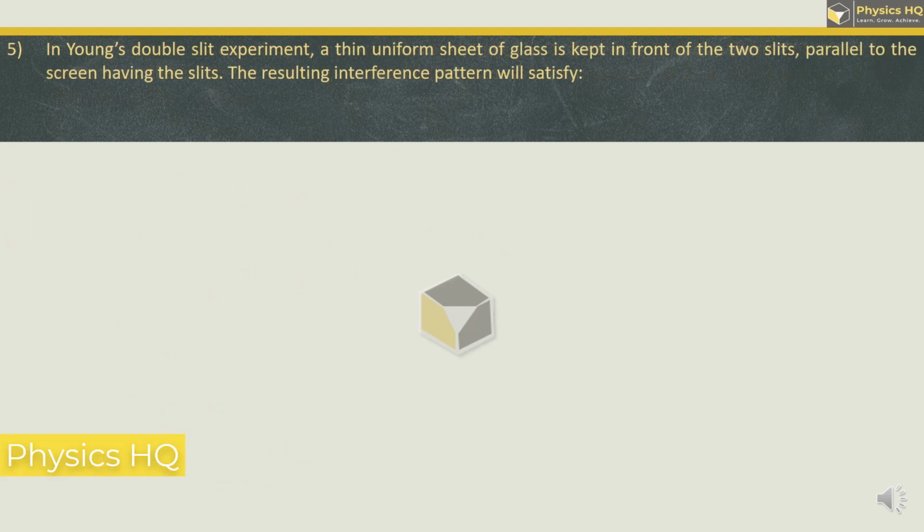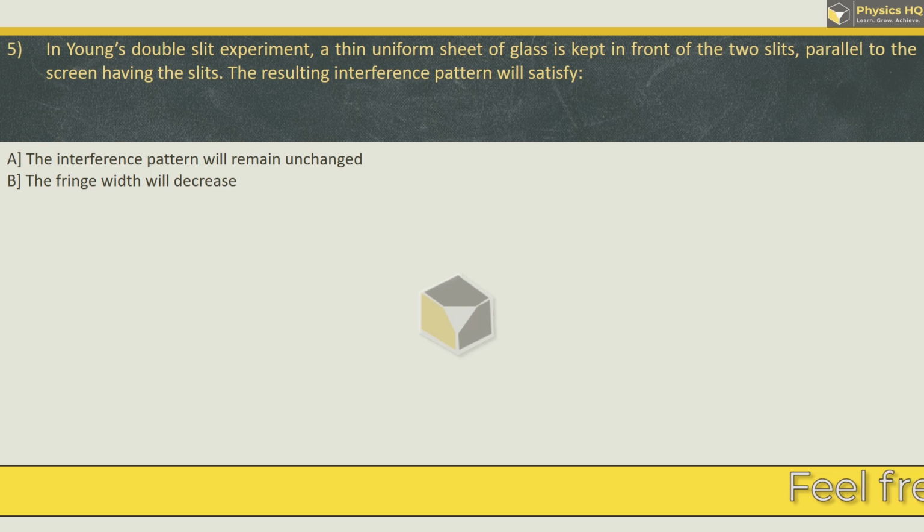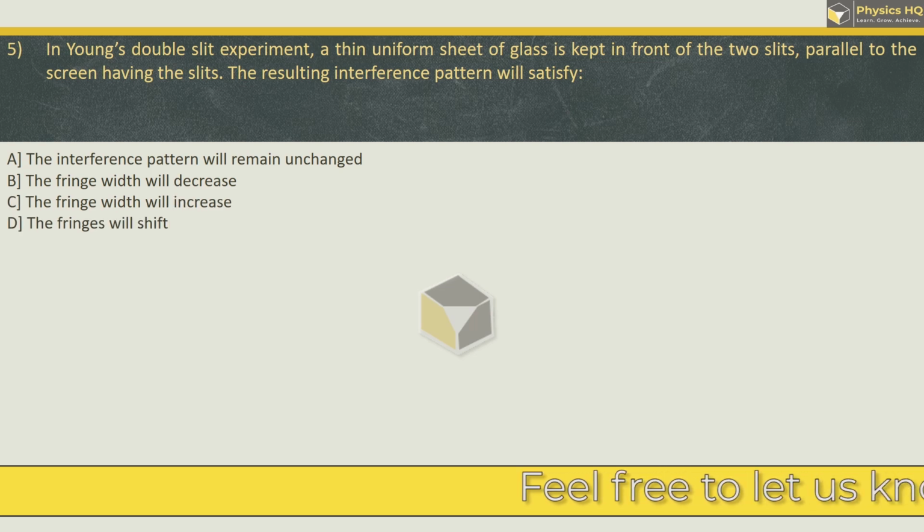In a Young's double slit experiment, a thin uniform sheet of glass is kept in front of the two slits, parallel to the screen having the slits. The resulting interference pattern will satisfy: the interference pattern will remain unchanged, fringe width will decrease, fringe width will increase, or the fringes will shift.